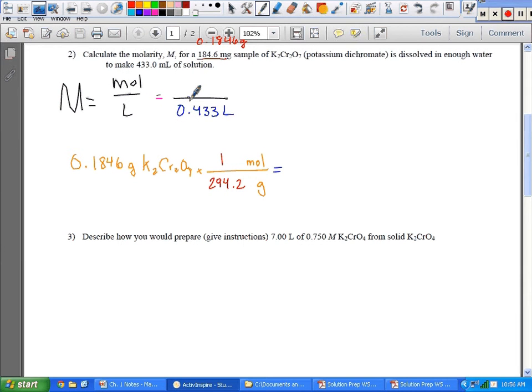294.2. I promise that's right. Does anybody else dispute that? Calculate it again. That's all I can tell you to do. But I know that's right. So 6.27 times 10 to the negative fourth moles. Okay? And again, that is your number of moles.